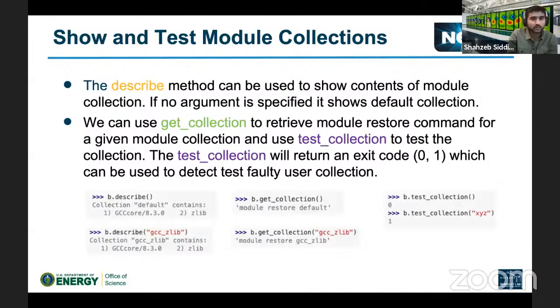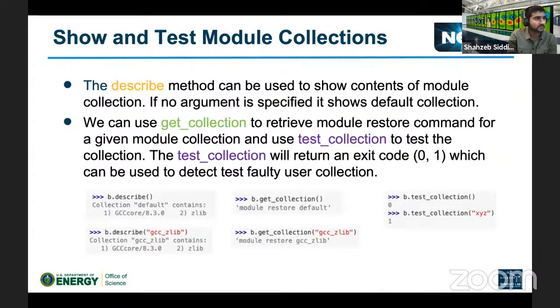We can also show the collection name. If you're familiar with module describe, we have a describe method. If you don't specify any argument, it will show you the default collection. That's equivalent to running module describe. You can also specify a collection name. So in the describe method, I want to say, show me the GCC zlib collection name. So it will show you that.